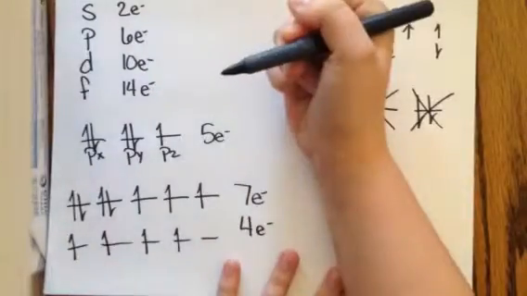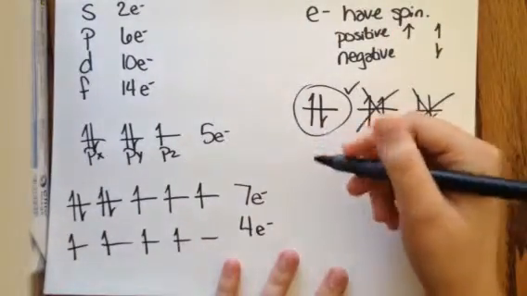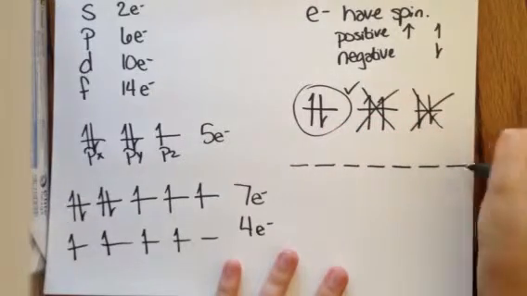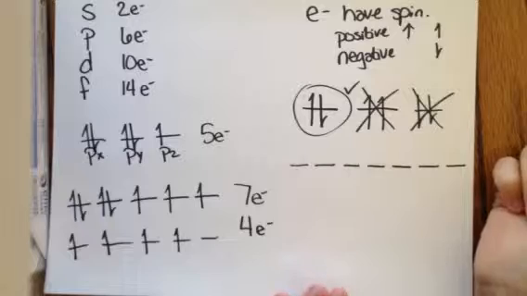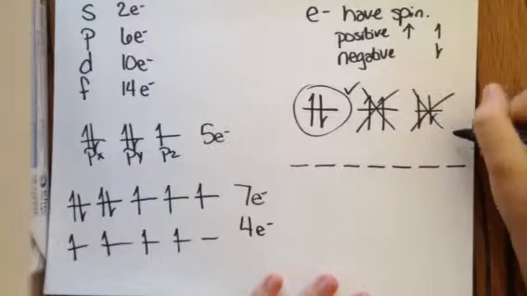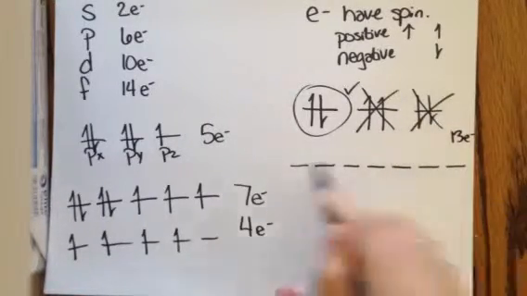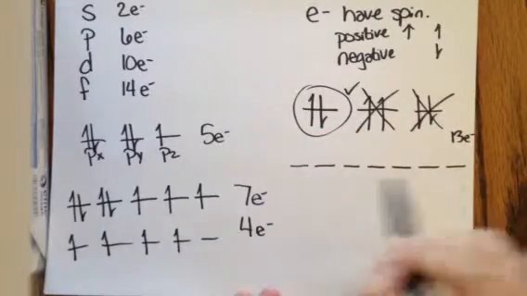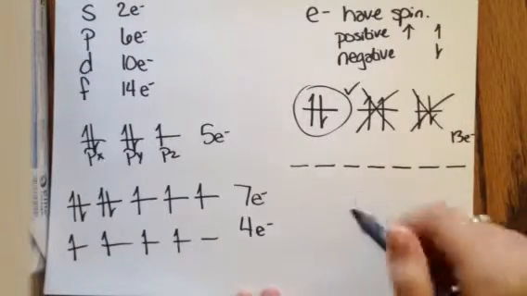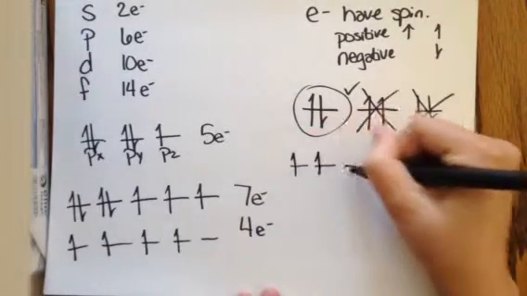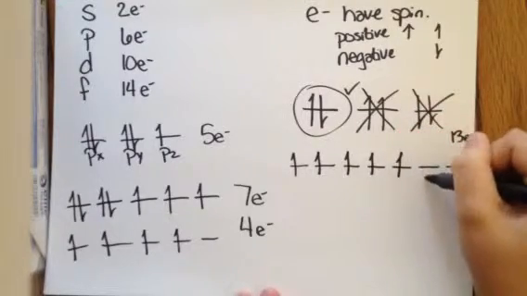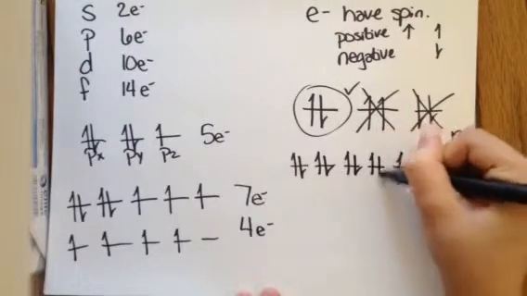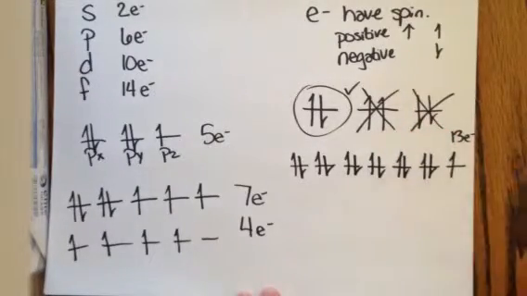That one can hold up to 14 electrons, so we're going to need to put 7 lines. 1, 2, 3, 4, 5, 6, 7. Okay, how about I put 13 electrons into this f orbital? I'm going to go with the positives first, all the way across, then double back for the negatives. 1, 2, 3, 4, 5, 6, 7, 8, 9, 10, 11, 12, 13.